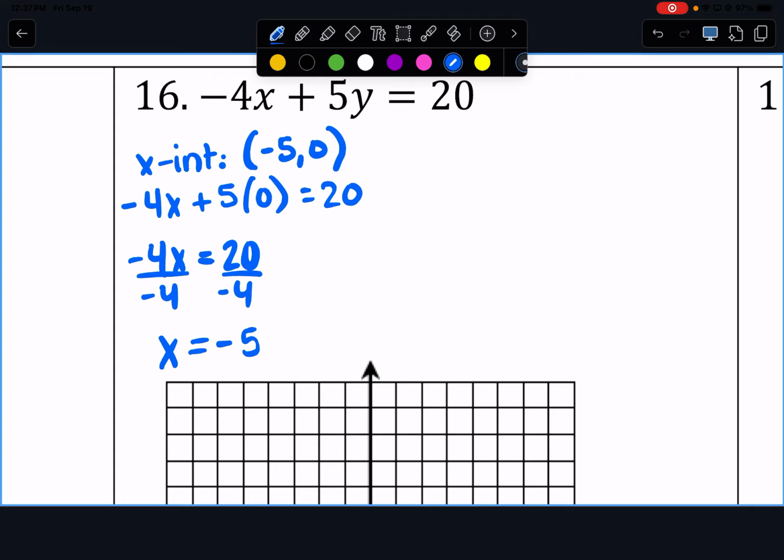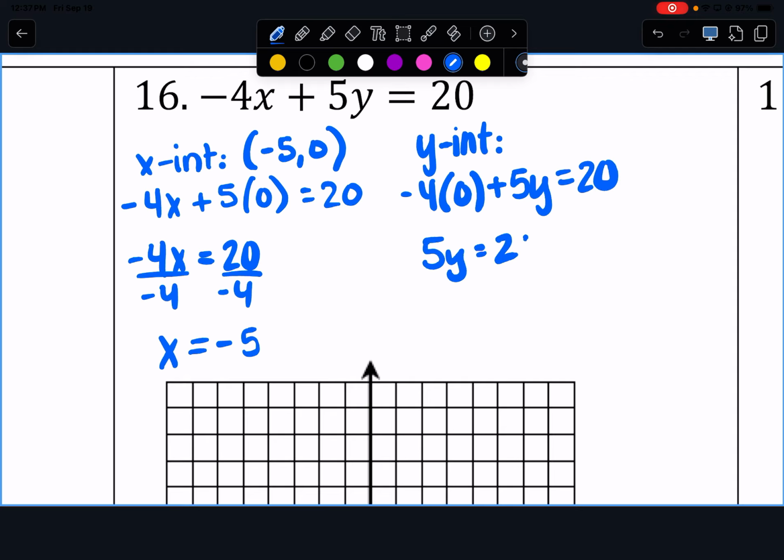Then we're going to find our y-intercept. So I need to set x equal to 0. So we get -4 times 0 plus 5y equals 20. So what should the next line be? And how would I solve 5y equals 20?